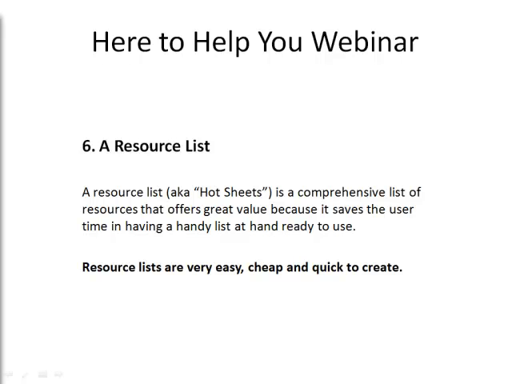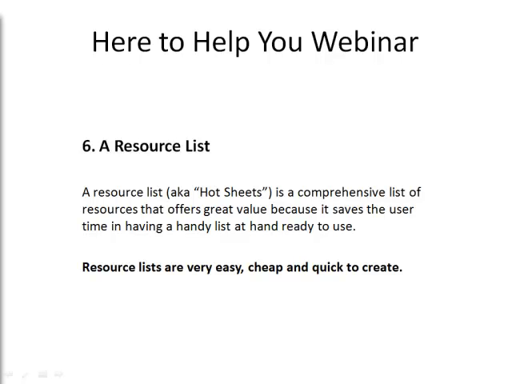And then a resource list, and often these are called hot sheets as well. And I did a training on hot sheets last year that went more in depth about what hot sheets are. But basically a resource list is a comprehensive list of resources that offer value, because it saves the user time in having a really handy list of resources ready for them to use at any time when they need it. They can just pull up your resource list, and they have the links to everything that they would need in that particular topic or niche.